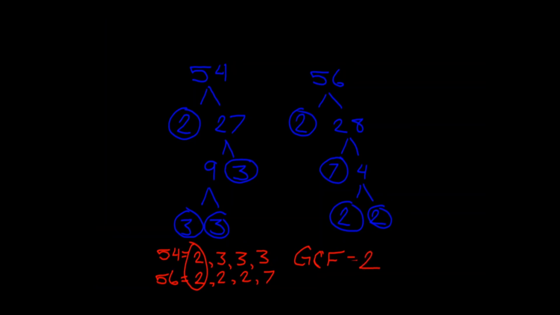So now to add these two together. Let me write down the numbers again. And it's not letting me write for some reason, hold on. There we go. So it's going to be 54 plus 56. We don't know what that equals. So the greatest common factor, which was 2.